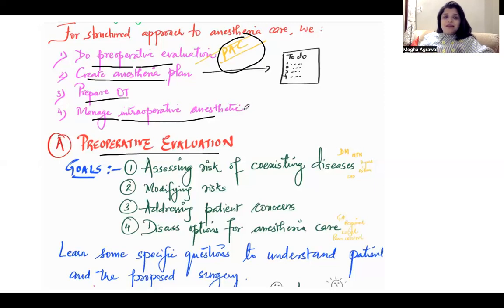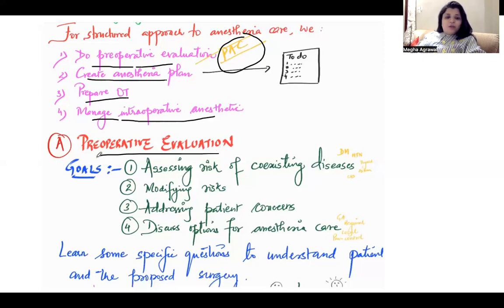In preoperative advice, you give how much nil per oral is required, and what pre-medication, what drugs you want the patient to take before coming to you in the operation theater. So everything is written on that sheet, and that sheet is a very important document. It is all there in the preoperative evaluation. In the first 1 or 2 months, you won't be doing it much, but later on it will be an important part you'll be doing. So you have to learn it very well.